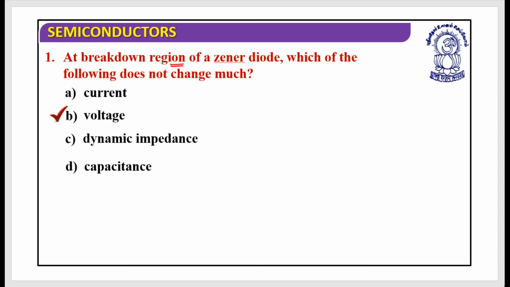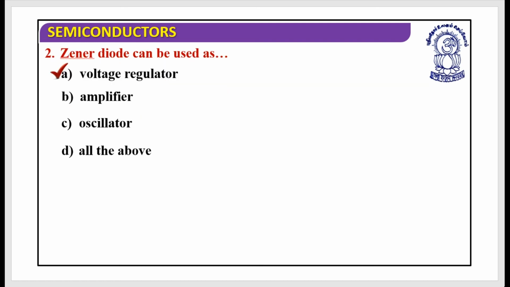Let's look at certain quick questions. At the breakdown region of a Zener diode, which of the following does not change much? Yes, at the breakdown region, the voltage does not change. Next, a Zener diode can be used as, yes, a voltage regulator. I hope this is clear. Is it clear?